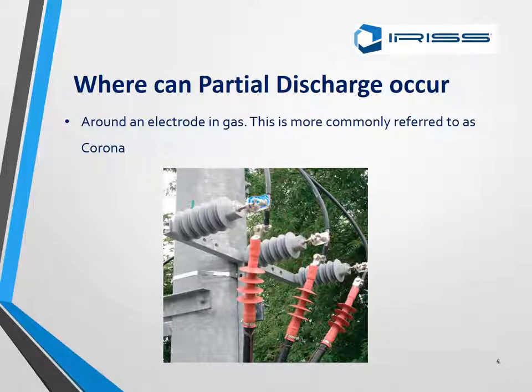So where can partial discharge occur? Well, it can occur in voids within solid insulation. It can also occur across the surface of insulated materials, and finally within the gas bubbles in liquid insulation, for example an oil-filled transformer.